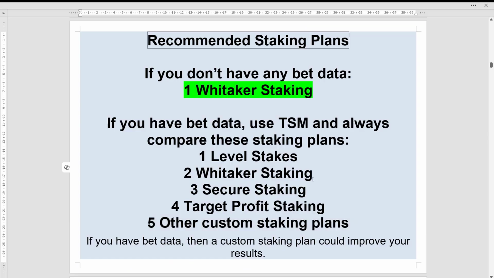So I'd say, yeah, if you do have bet data, then run it through software like TSM, because a custom staking plan could improve your results. And you go into things with your eyes open about what the volatility of your staking plan is, and how it performed in the last year or last few years. So it's really, really essential stuff.